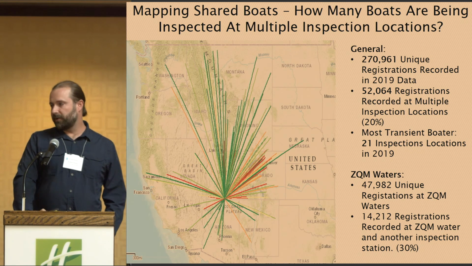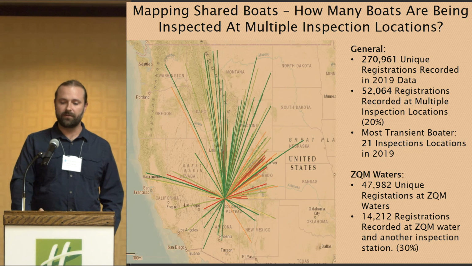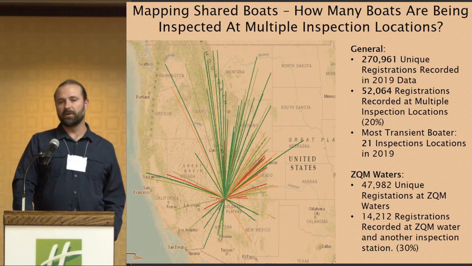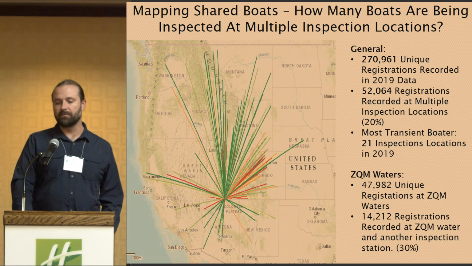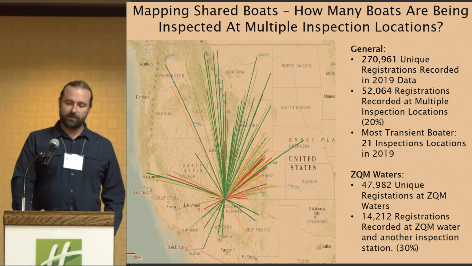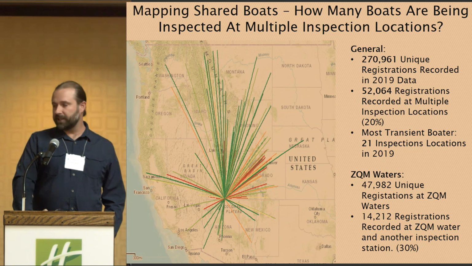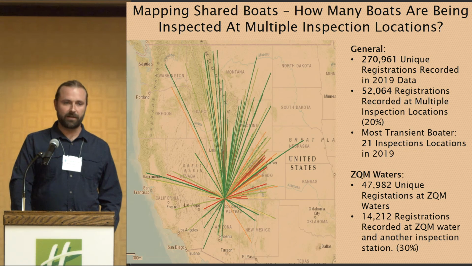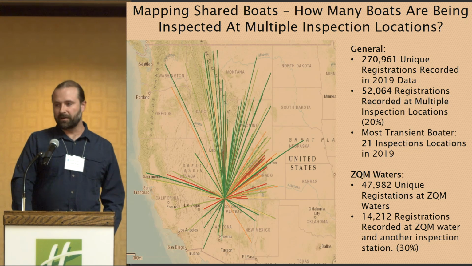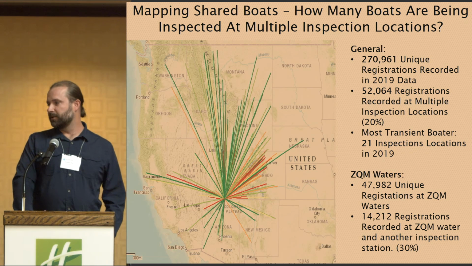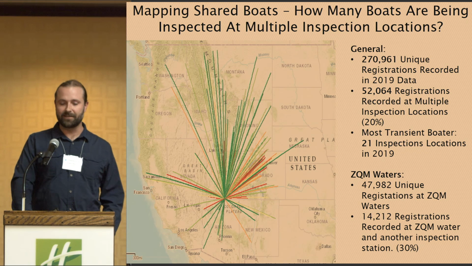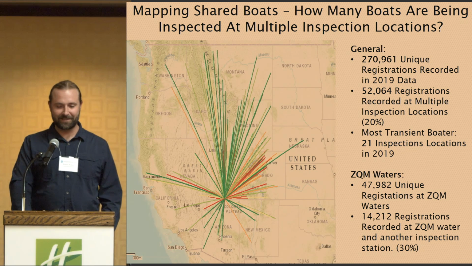For 2019, we had about 270,000 unique registrations logged as inspected through the system. Out of the 1 million inspections, that's about 25% of our boaters being inspected at multiple stations. Of those 270,000 unique registrations, about 52,000 were shown as being inspected in more than one place, so about 20% of those boaters. And our most transient boater award goes to a Utah boater who got inspected at 21 locations during the 2019 season. Must be nice.